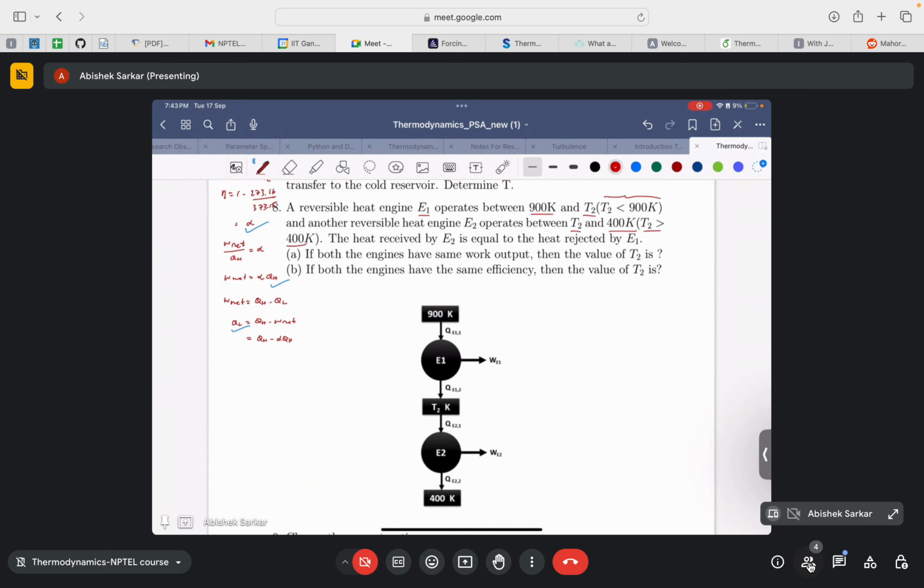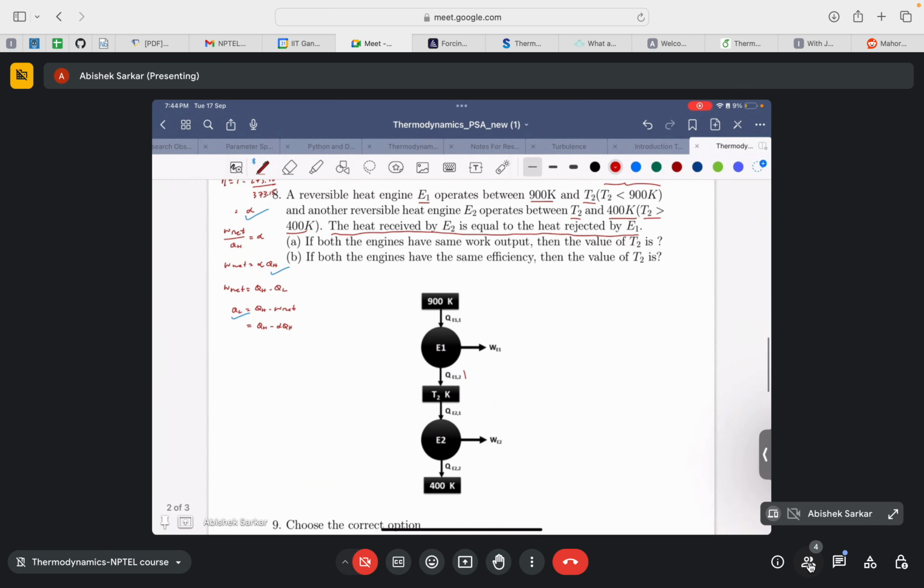The heat received by E2 is equal to the heat rejected by E1. So this is a very crucial statement. So heat rejected by E1 is equal to heat received by E2. So heat rejected by E1 is used as an input for the second heat engine E2. So QE1 2 would be equal to QE2 1. It's a very important statement in the question.